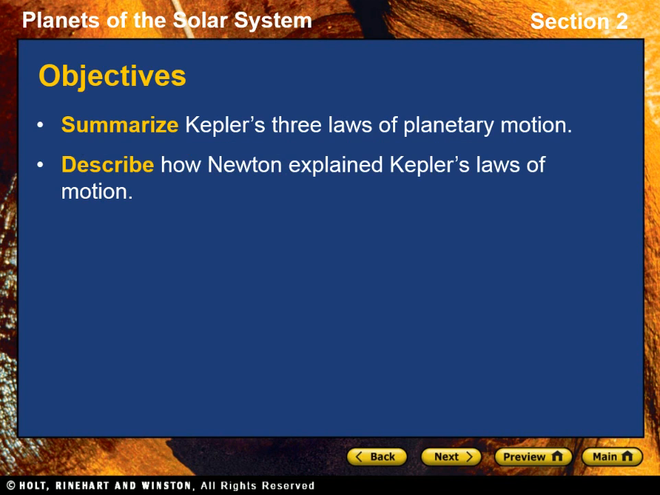At this point, you should be able to summarize Kepler's 3 laws of planetary motion and describe how Newton explained Kepler's laws of motion.